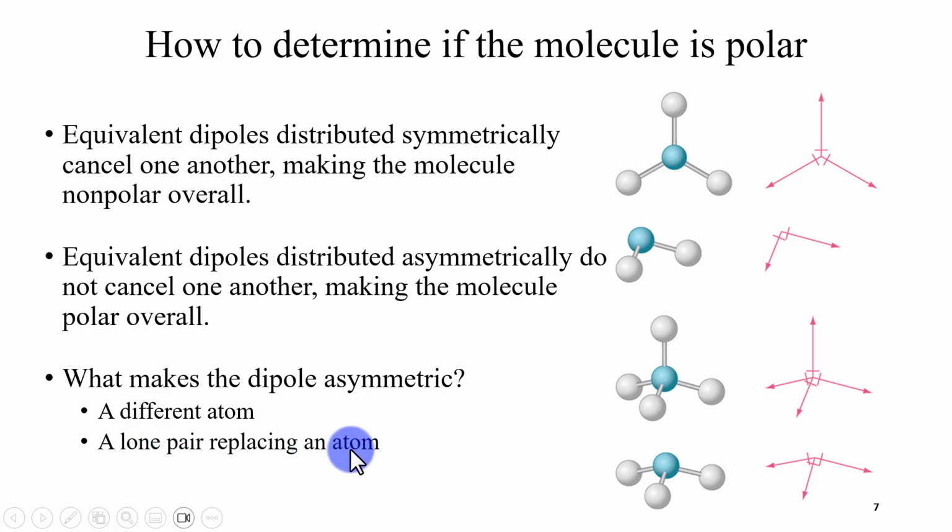Or if I replace the atom with a lone pair, like I've done here, I took this atom and replaced it with a lone pair. Now I have asymmetric dipoles, which makes the molecule polar, versus this one, which has all of the same atoms and no lone pairs. So this is nonpolar. If I were to take this and replace it with a different atom that has a different electronegativity value than the other three atoms, then this will make it a polar molecule.